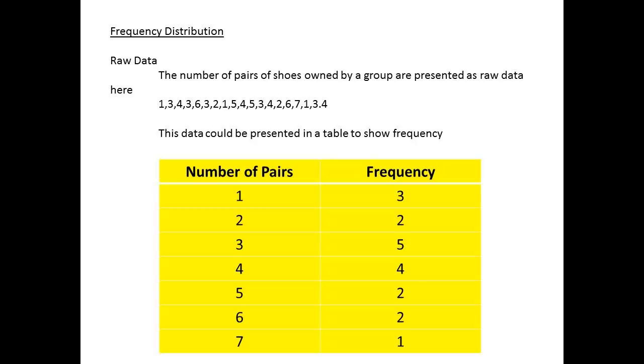The list of data is referred to as the raw data. Here the raw data tells us about the number of pairs of shoes owned by a sample of people. If we group these into a table to tell us the frequency of the number of pairs of shoes, then we have sorted the data and presented it in a different form. This sorting and presenting of data is an important part of statistics.